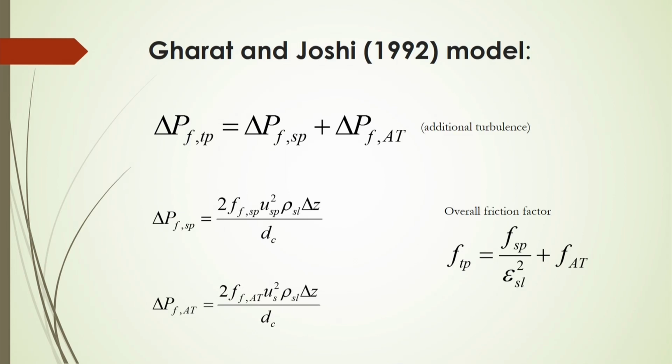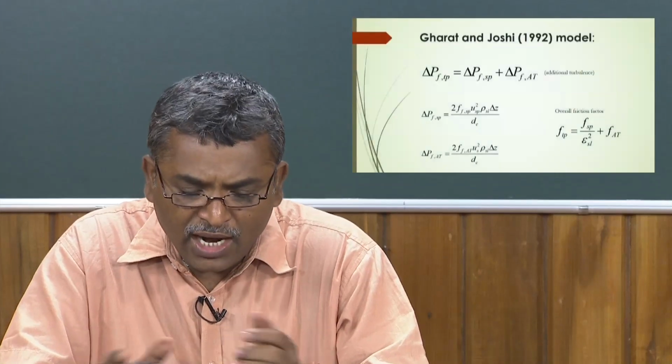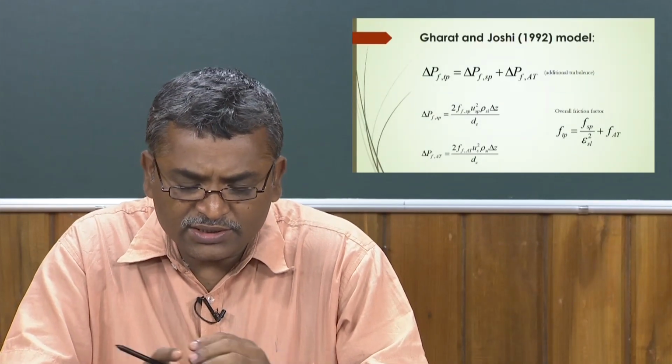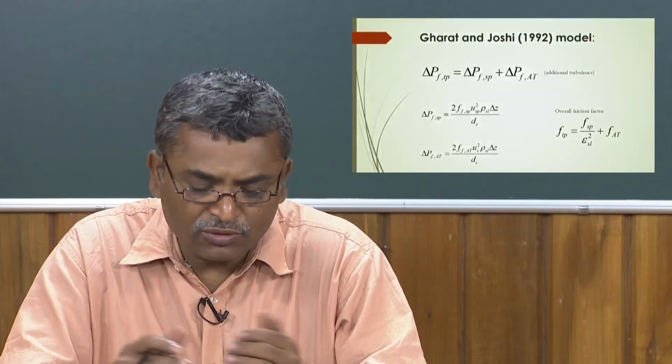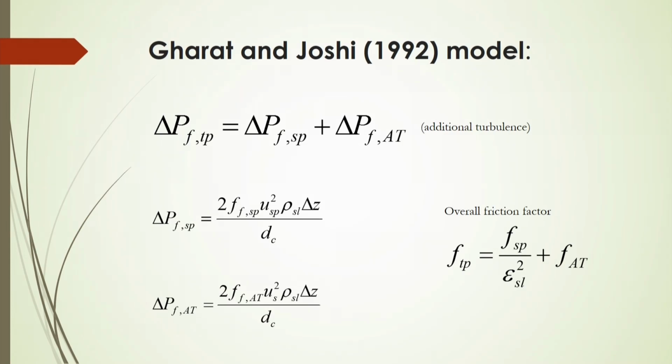Another model is the Garrett and Joshi model. Actually, they have analyzed the frictional pressure drop, and they have suggested that the total frictional pressure drop in this 3-phase system or 2-phase system is based on two contributions. One is single phase frictional pressure drop, another is the pressure drop due to the additional turbulence that is made by these other phases.